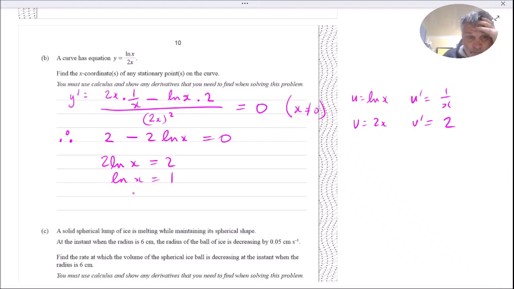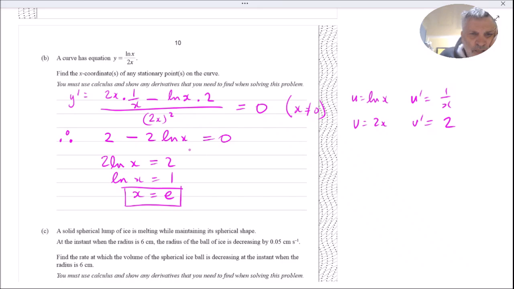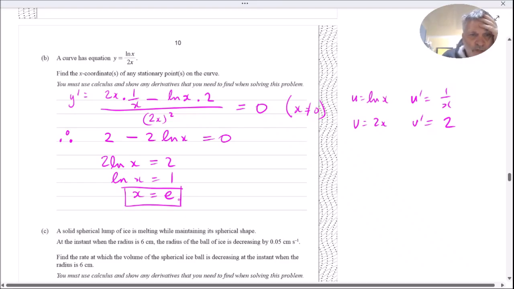Take exponentials, x is equal to e to the power 1, which is e. Find the x coordinates. That's done. I think we would technically need to show that this is a stationary point. No, it doesn't say. We don't have to find out what sort of stationary point it is. Here, the derivative is 0. This is a stationary point.